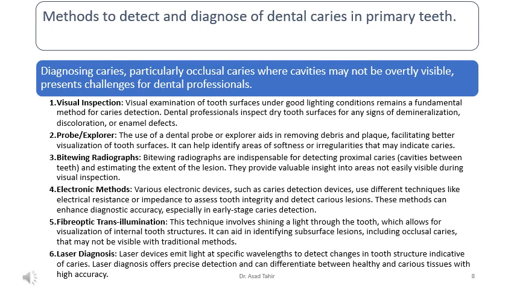Key point: combining two or more diagnostic methods significantly enhances the accuracy and detection rates of caries. For example, integrating visual inspection with bite-wing radiographs or using electronic methods alongside fiberoptic transillumination can provide a comprehensive assessment of a patient's dental health.